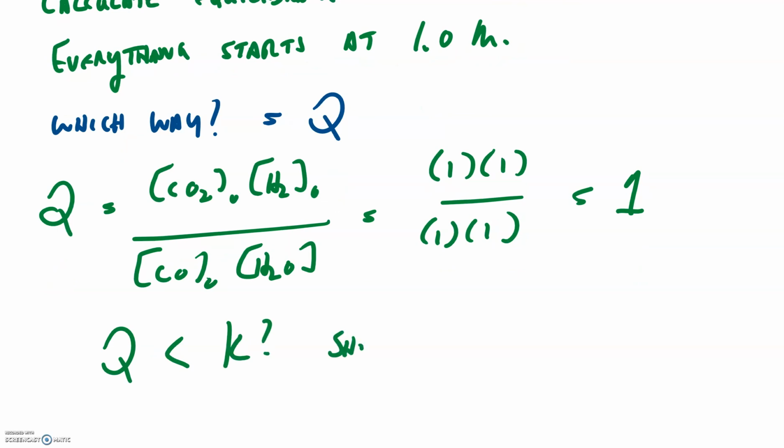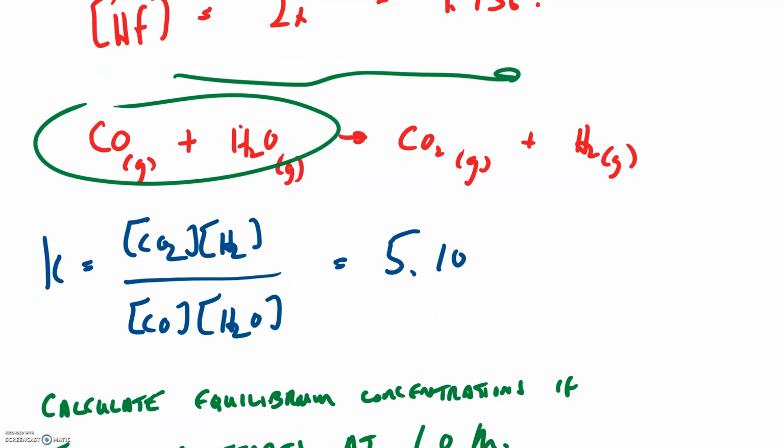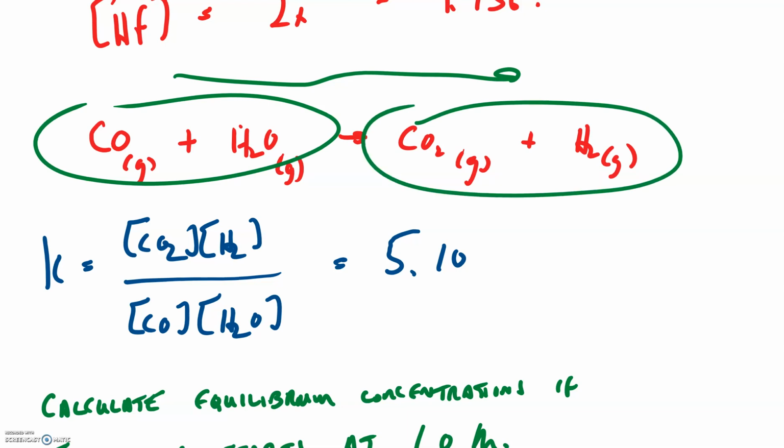So what happens when Q is less than K? It has to shift towards the products. In other words, it has to make more product to increase the ratio of product to reactant. So we know that if this reaction is going to run this way, it means that everything on this side is going to decrease and everything on this side is going to increase. Since everything is 1-to-1, that makes things a bit more straightforward.